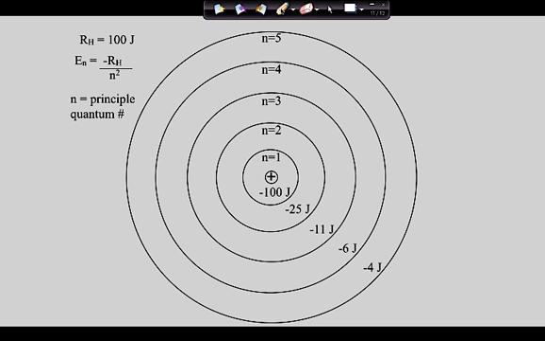Go ahead. "Because when they fall, they're releasing energy." Sure, but that could still be the same. This could be 120, and they could still release energy. You're right that when they fall, they release energy, and that doesn't refute this, but it doesn't explain it.